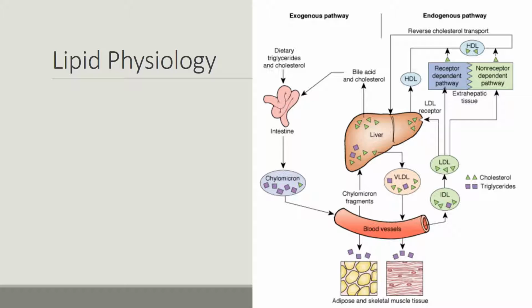Dietary triglycerides are taken up in the intestines by chylomicrons. They travel through the peripheral vasculature. Some triglycerides are delivered to the peripheral tissues, chiefly skeletal muscle and adipose tissues. The chylomicron fragments, which are composed of triglycerides and cholesterol, are then endocytosed by the liver.